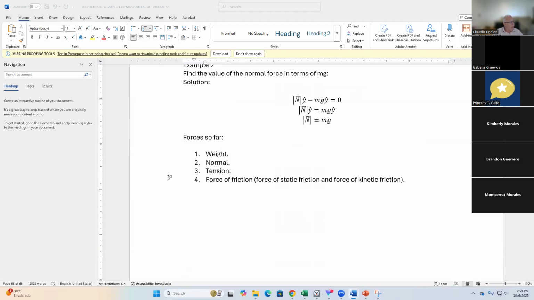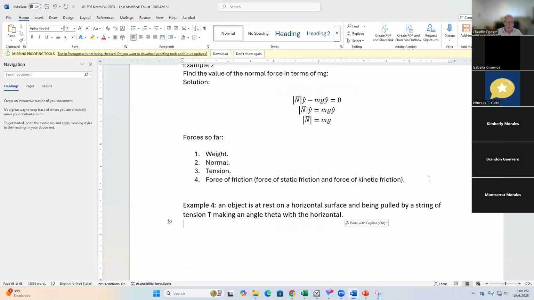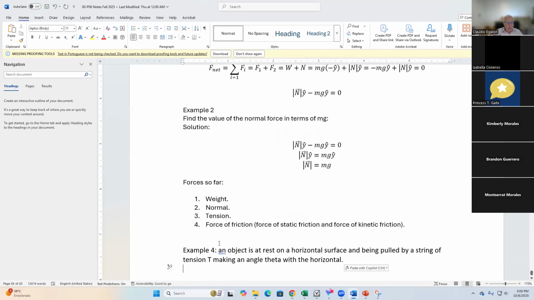So now it's just a matter of solving different problems, okay? Let's take a look at this other example here that I illustrated for you. That's example 3. An object is at rest on a horizontal surface and being pulled by a string of tension T, making an angle theta with the horizontal, okay?